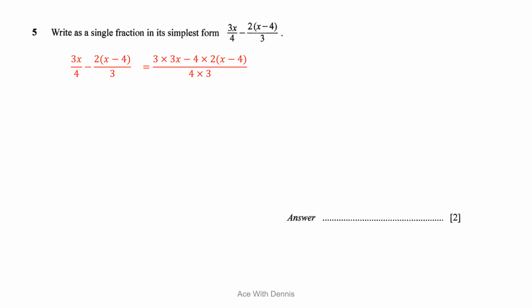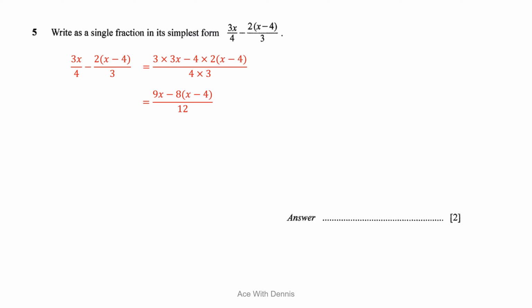So for the numerator of the first fraction, 3x, we multiply with 3, because to get 4 times 3, both the numerator and the denominator must multiply with the same number. Hence, we get 3 times 3x. Then for the second fraction, to make this denominator 12, we have to multiply by 4. So the top also needs to multiply by 4, and we get 4 times 2 bracket x minus 4.